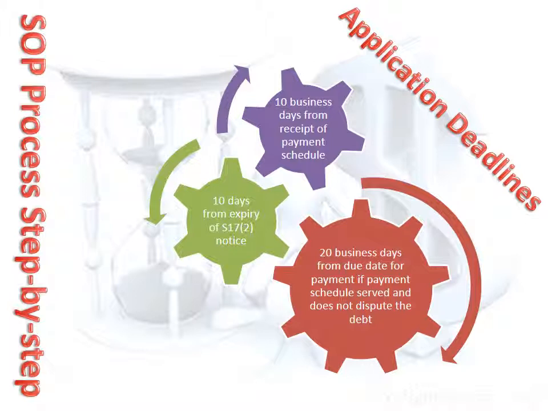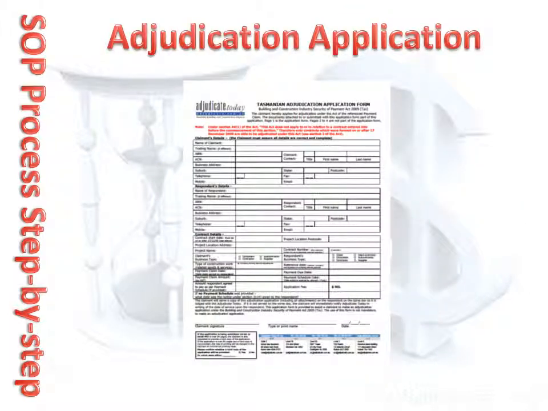Once you have a right to lodge an adjudication application, the next step is to prepare it. We will now look at the preparation of the adjudication application. The adjudication application is made up of three parts: the application form, the written submission, and the attachments. Starting with the application form.